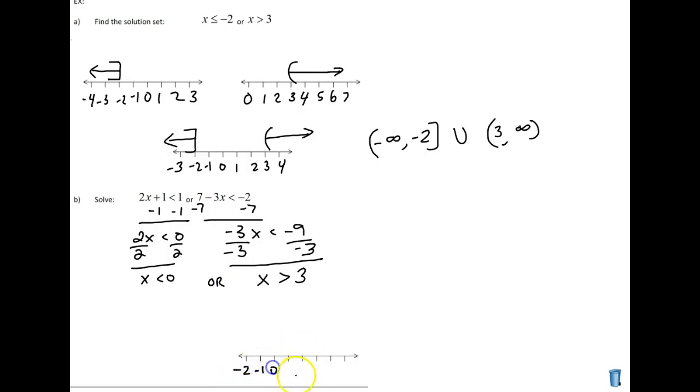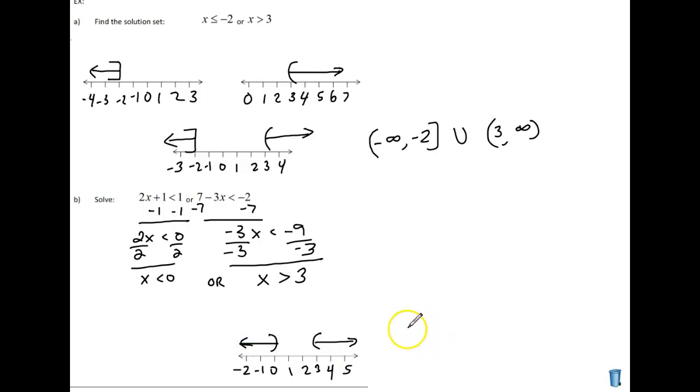And so I'm going to go ahead and put that on a number line. And someday learn how to write my 4s. Common theme here. Okay, so x greater than 3 looks like this. x less than 0, here's 0, looks like that. On a number line, that's what it looks like.